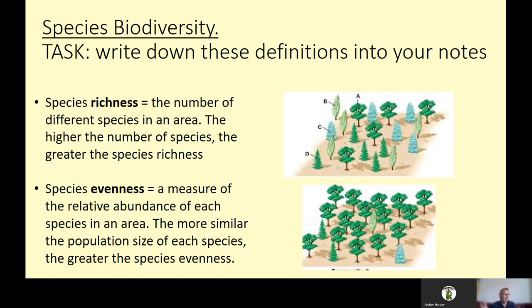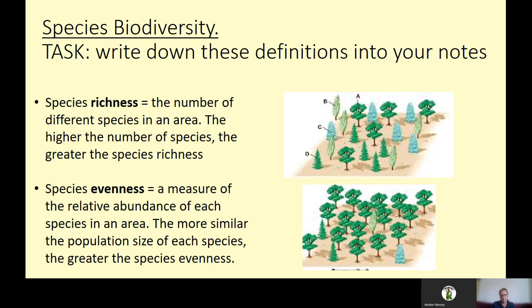In the second picture, we're talking about species evenness. That is a measure of the relative abundance of each species in the area. So how does the number of A compare to the number of B, C, and D? The more similar the population size of each species, the greater the species evenness. If we have four different species and roughly eight or nine examples of each within that area, that's a much higher species evenness than if we have four species and only a couple of some of them, as you can see in that picture.